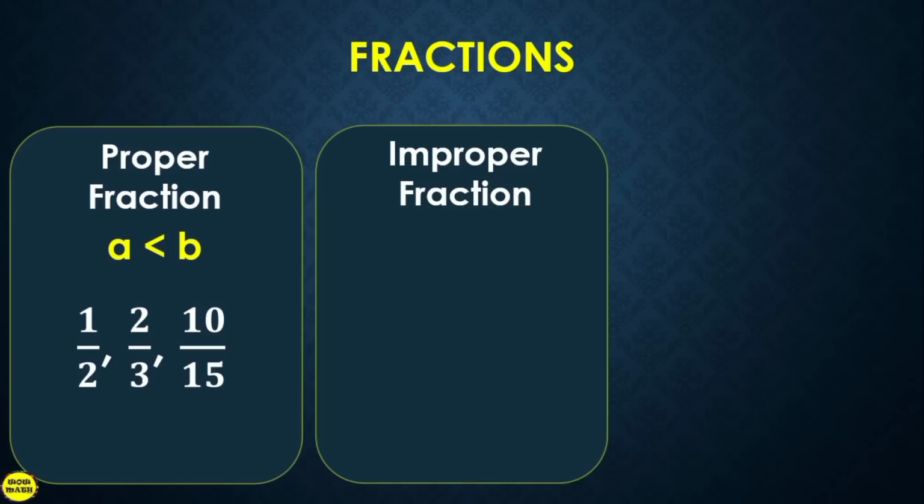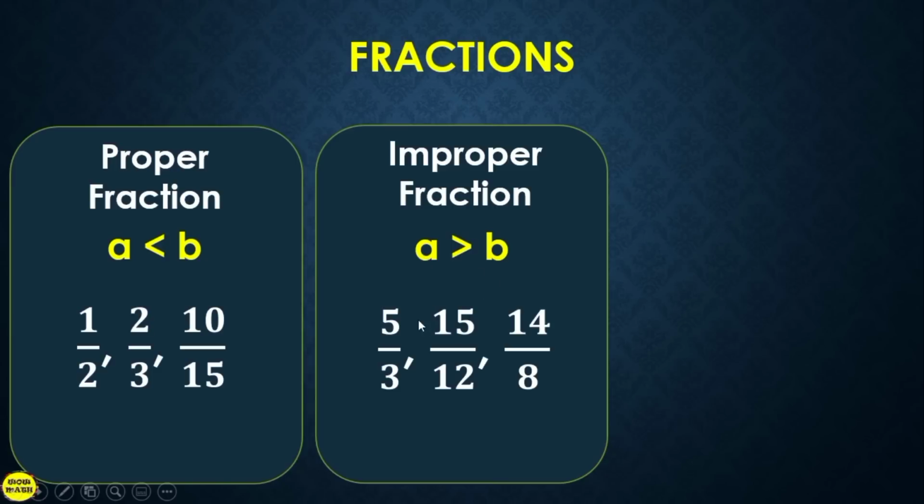And then, may tinatawag din tayong improper fraction. So, yung improper fraction, yung A naman natin greater than sa B natin, or yung numerator natin ay mas mataas sa denominator. So, kagaya nga ng nakikita nyo, 5 is greater than sa 3. Mas mataas siya sa 3. 15/12. So, 15 ay mas mataas sa 12. 14/8 or yung 14 ay mas mataas sa 8.